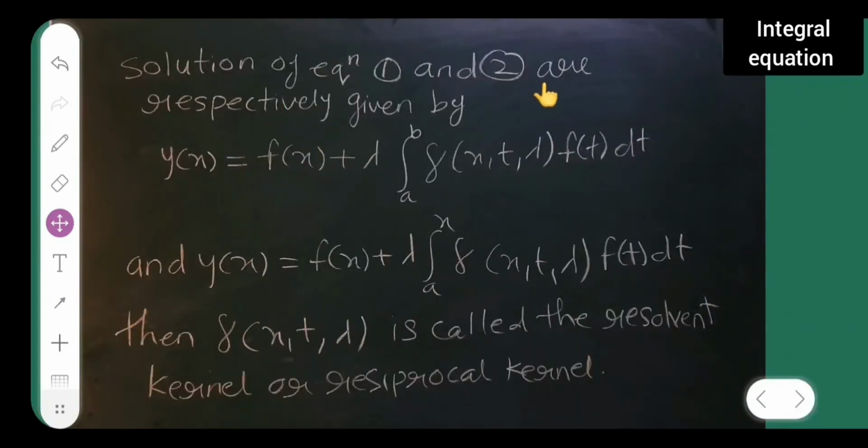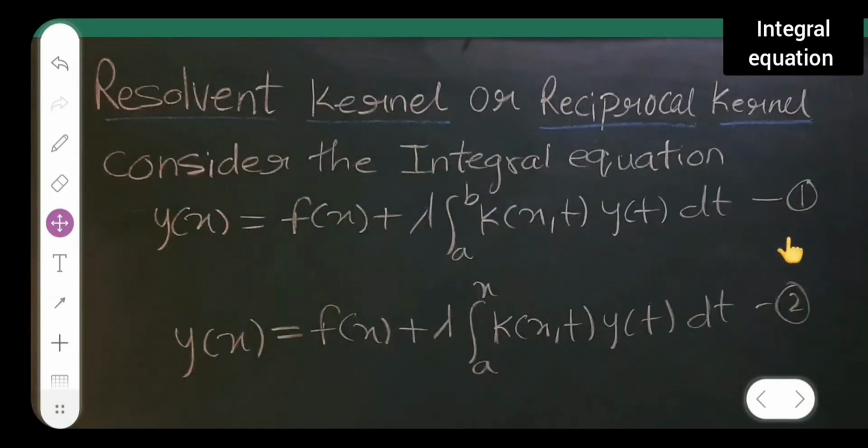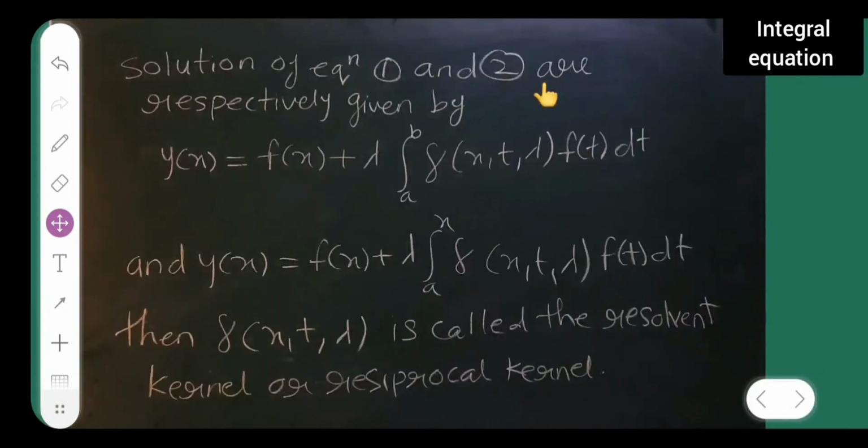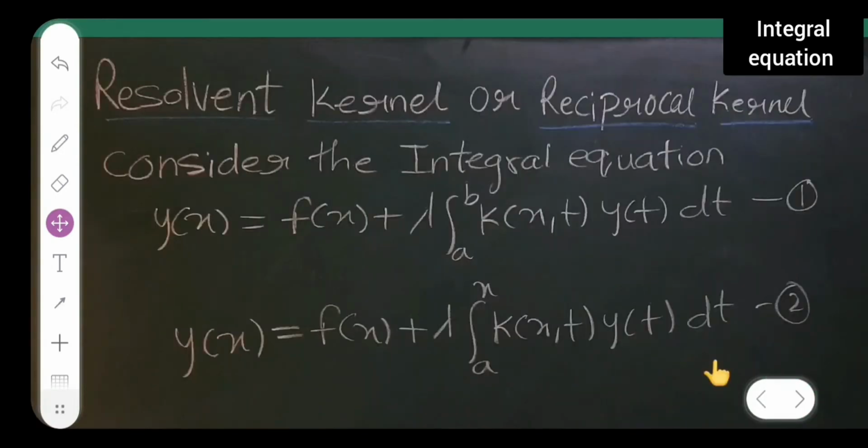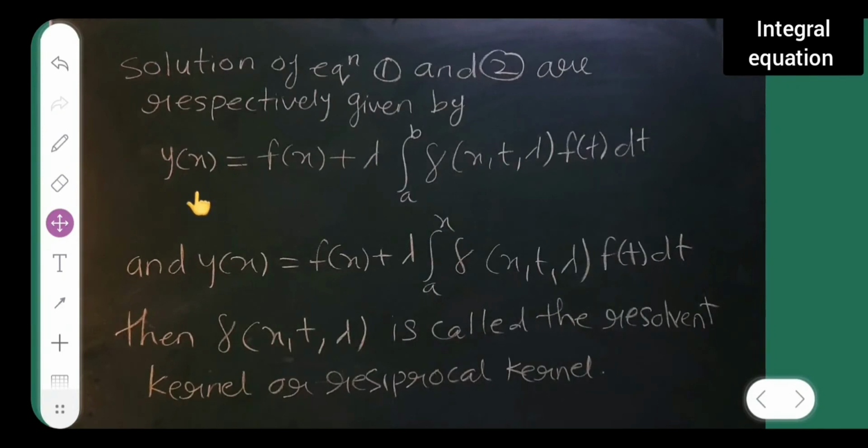The solutions of equations 1 and 2 are respectively given by the following. I will write this integral equation in terms of the resolvent kernel: y(x) = f(x) + λ ∫ from a to b Γ(x,t,λ) f(t) dt. This Γ(x,t,λ) is my resolvent kernel. So this is the Fredholm resolvent kernel.